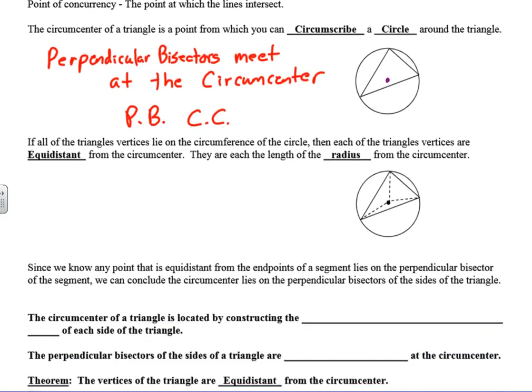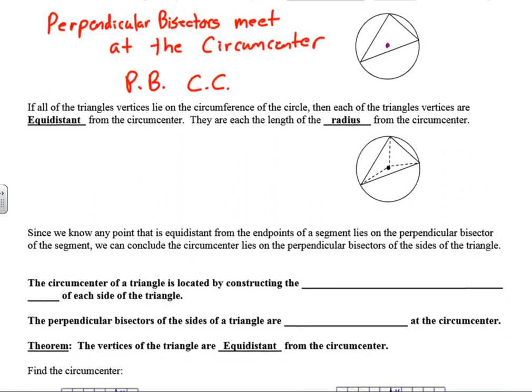Okay, so if all the triangle vertices lie on the circumference of the circle, then each of the triangle vertices are equidistant from the circumcenter, and they are each the radius of the circle.